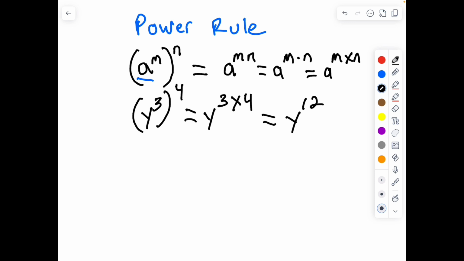And this here at the top shows various ways you can look at this if you're more of a visual learner, where you have the m and the n together, the little dot or the multiplication symbol, all that means the same.